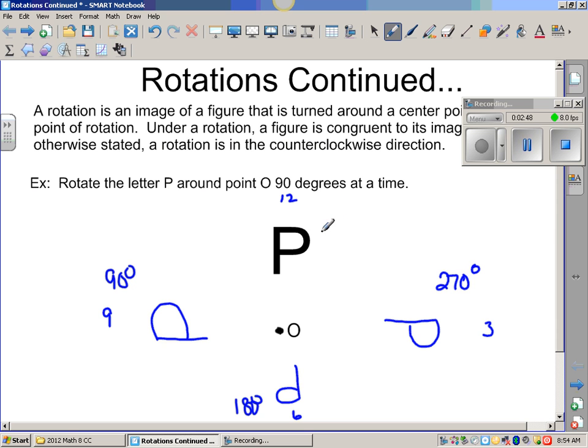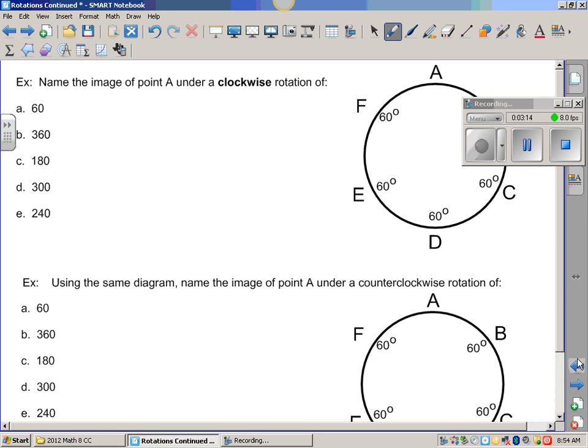What I need you to pay really close attention to is notice that the P is not reflected over the O. If the P was reflected, the vertical line would be here. The vertical line of the P would be over here. This is not a reflection, it's a rotation. That's going to be really important when we look at our class work, because you're going to have to identify what I did, if I translated, reflected, or rotated. All right, so let's keep going.